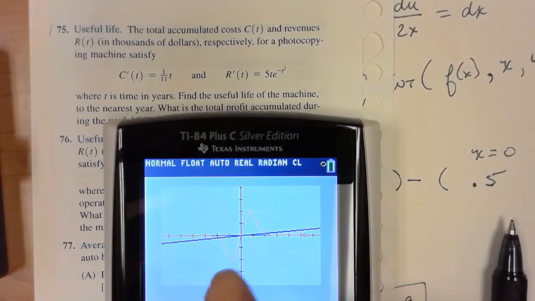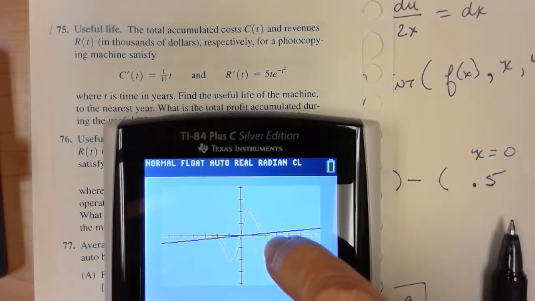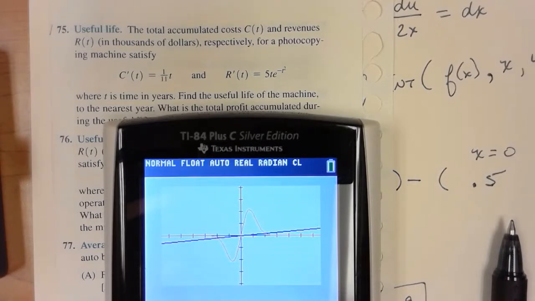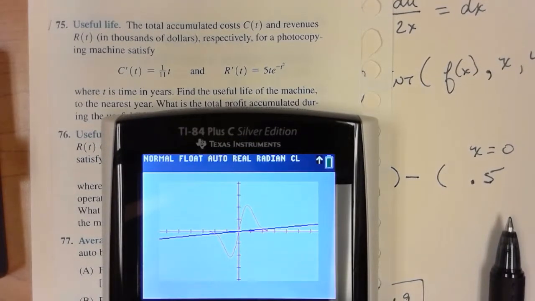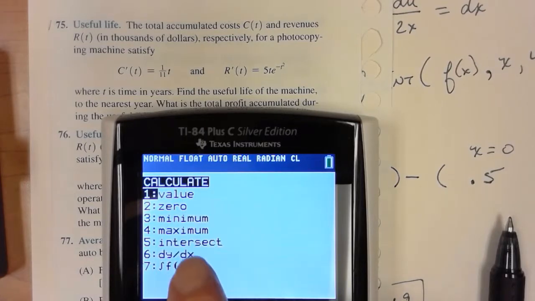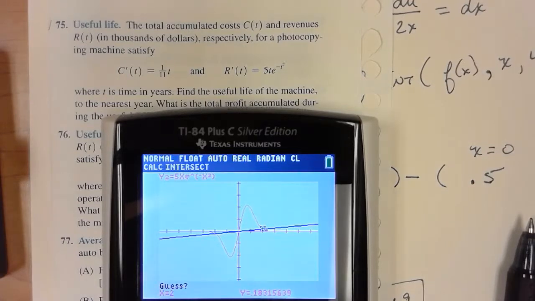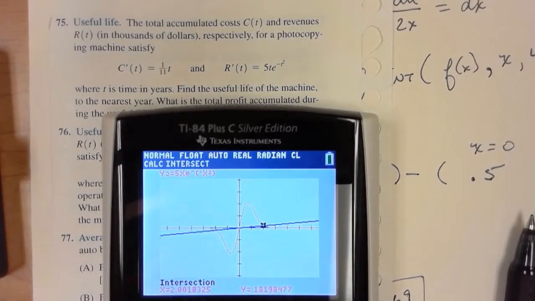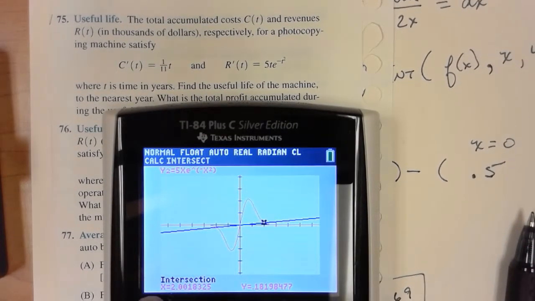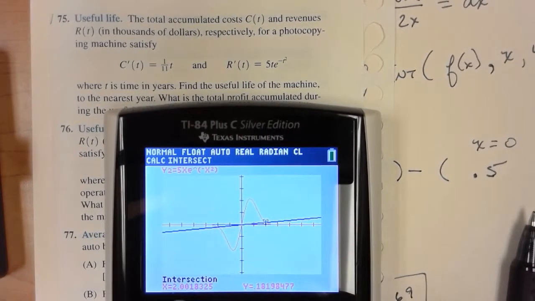What I'm concerned about is from 0 to where they cross. The negative time does not make any sense. So I need to see where they hit right there. It looks like it's near 2, but for me to do that, I've got to do second, trace, intersect, number 5, and I scoot it to where it looks like they hit, and I press enter 3 times. 1, 2, 3. My intersection is x equals 2. Now x is time in years. Remember I put x in for t. So my useful life here is just 2.